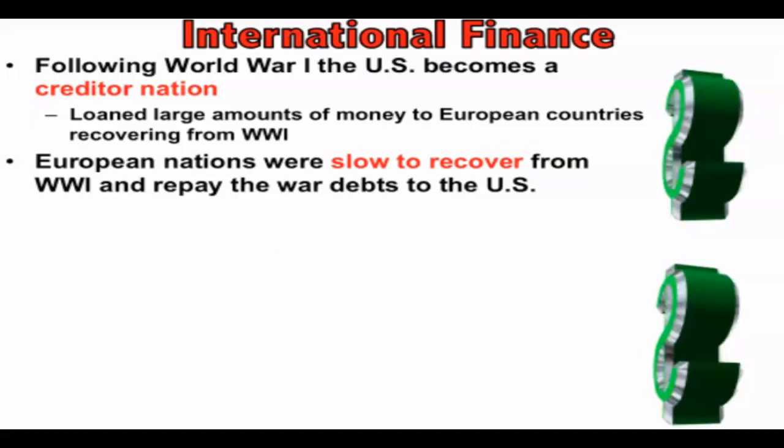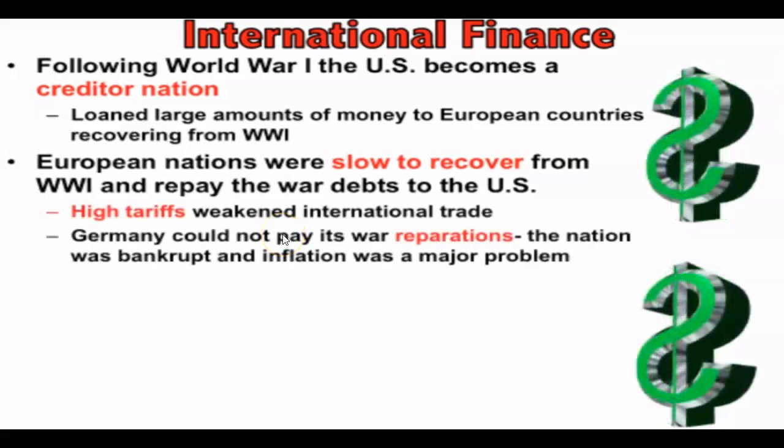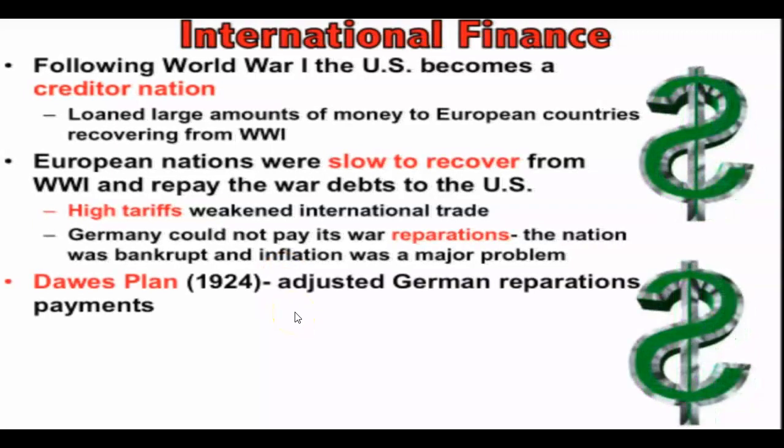Right? Remember, after World War I, part of the peace treaty is that Germany was basically left with the bill, about $33 billion worth, to pay for World War I, and it was almost impossible for them to pay. And the European countries had a lot of war debts to the United States that they owed. When you combine that with the high tariffs, remember the high tariffs that the U.S. government is starting to raise, that's going to weaken international trade. Germany, because they were left with the bill for World War I, could not pay this war reparation, and the nation was bankrupt. They were suffering from massive inflation, and it was almost impossible for them to recover.